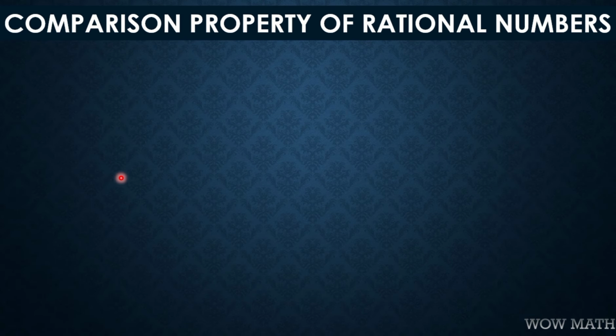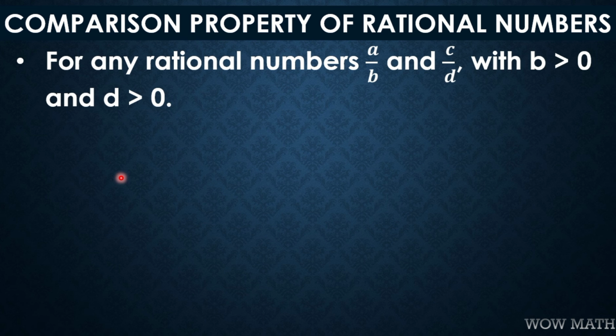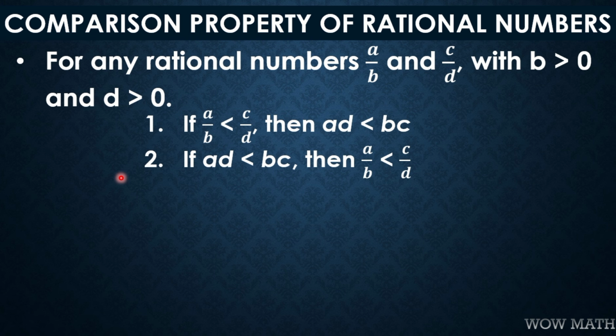Now, let's have the comparison property of rational numbers. So, for any rational numbers a over b and c over d, with b greater than 0 and d greater than 0. Okay, so remember that if a over b is less than c over d, then ad is less than bc. So, if ad is less than bc, then a over b is less than c over d. So, vice versa lang tayo. If c over d is less than a over b, then bc is less than ad. So, vice versa lang siya.